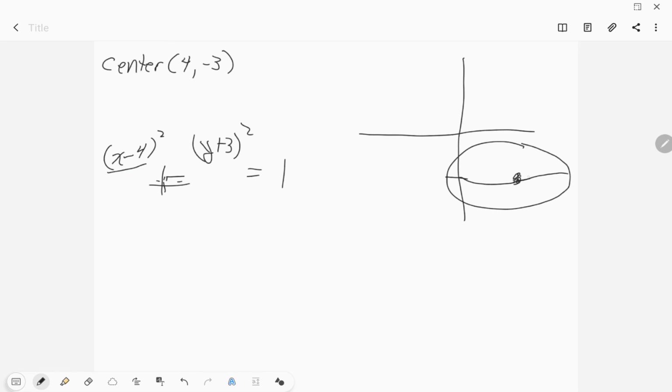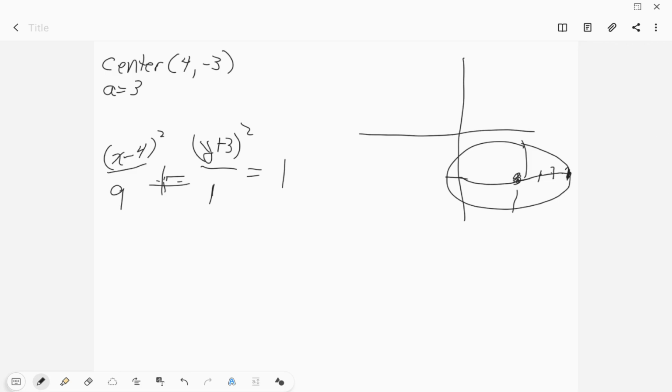So what I'm going to do is count how many squares across it is. If I look in the book, it's 1, 2, 3 squares to get to the edge. So my a is 3. So 3 squared would be 9. The b is just up one square and down one square, so 1 squared would be 1. So I now have it in standard form.